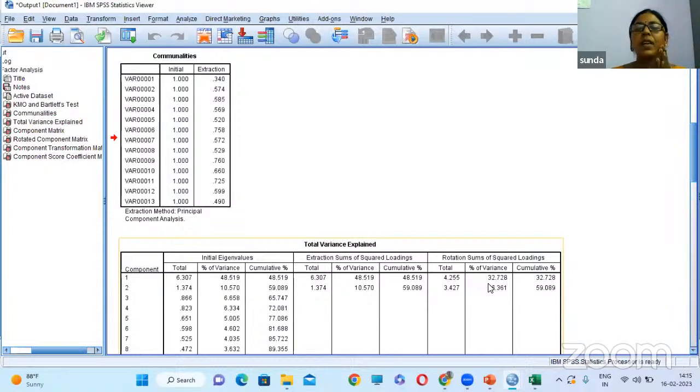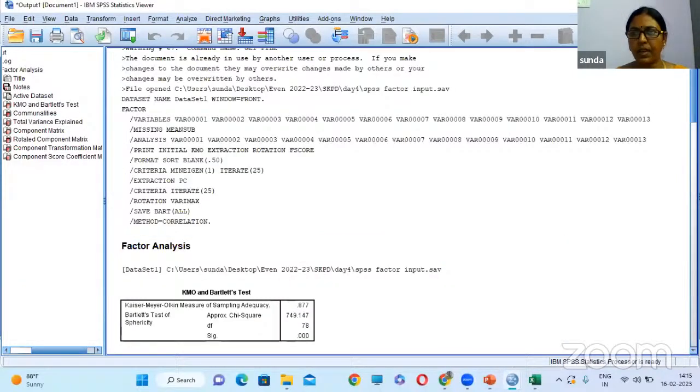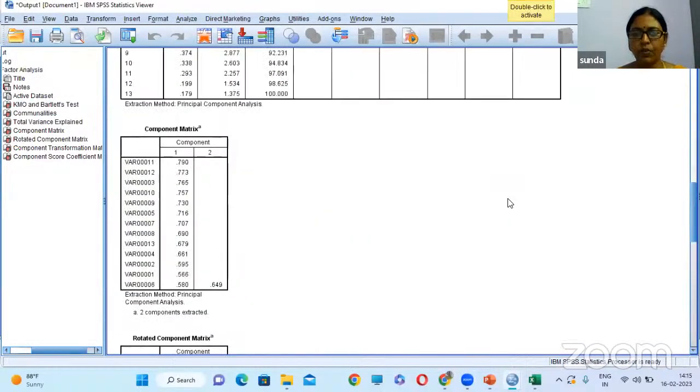Factor analysis will help you to identify how each and every factor is unique. The uniqueness of the factor and the importance of the factor can be analyzed by using this total variance explained table. So the variance, the difference between one factor group and the other factor group, is explained here. There's an excellent variation, 32.728 and 26.361. That is the distance between these 2 factor groups.